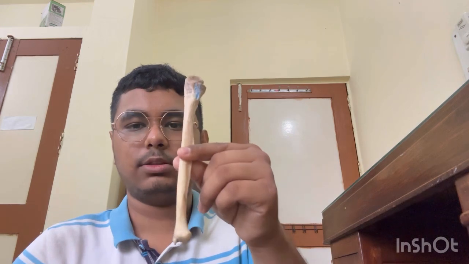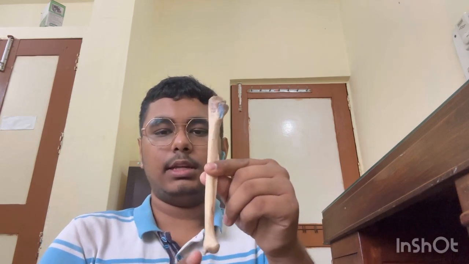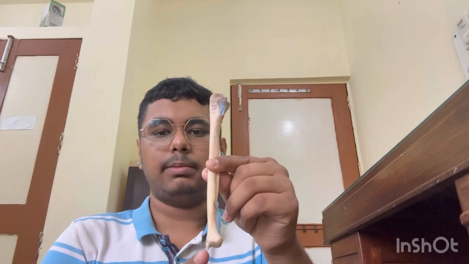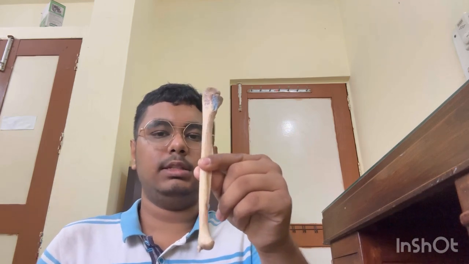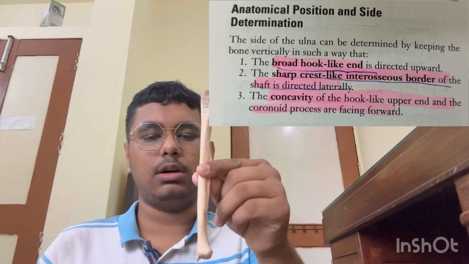And this hook-like process: here is the olecranon process, here is the coronoid process. This is presenting upwards. So this hook-like end will be presented upwards. Wrong hand, this is the left. So this hook-like process will be presented upward, the interosseous border will be presented laterally, and the styloid process will be present medially. So this is the anatomical position of the left ulna.